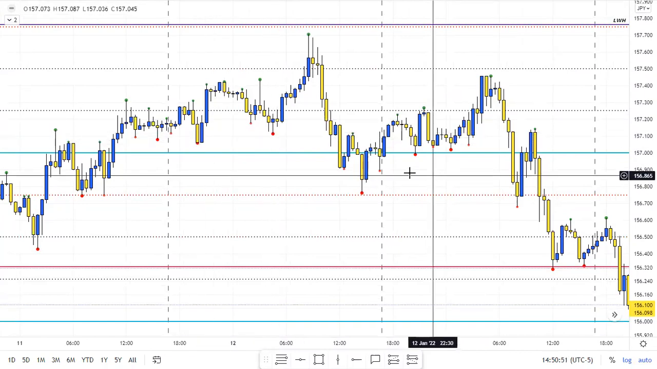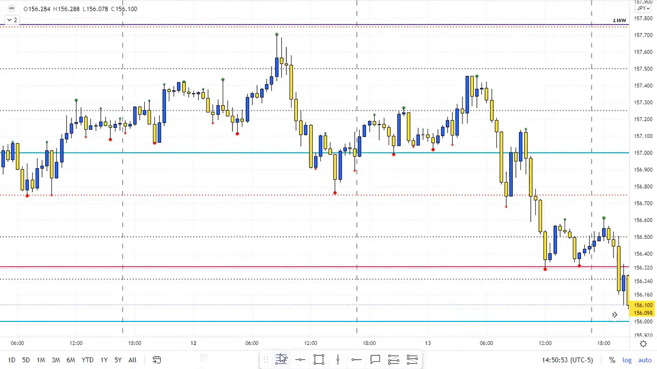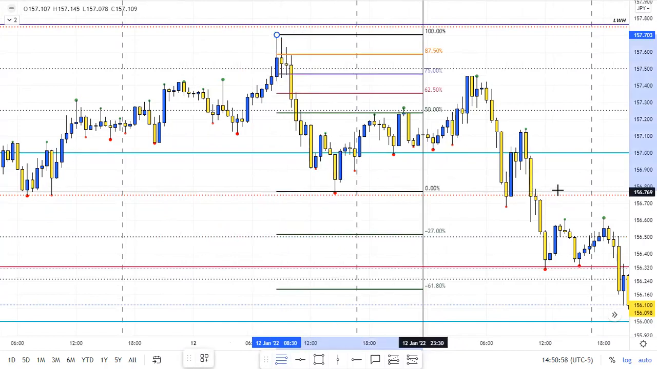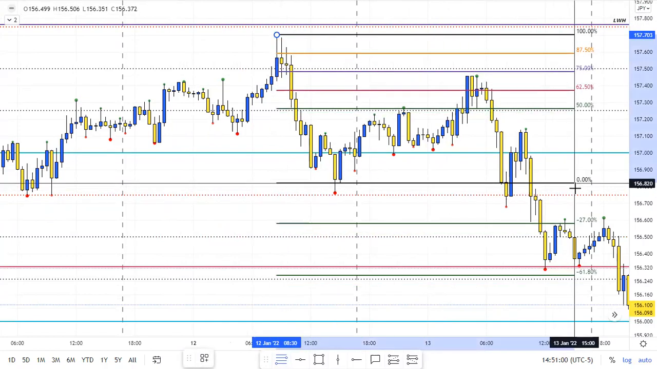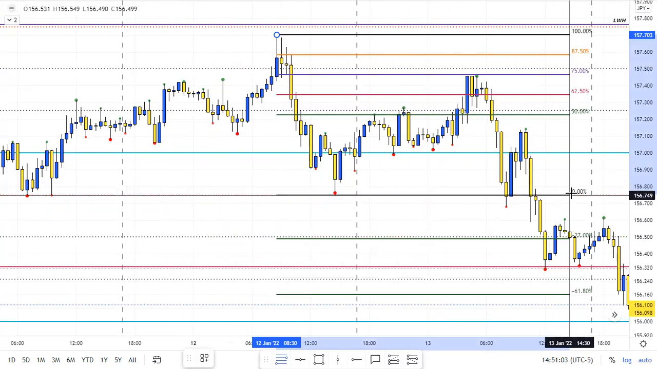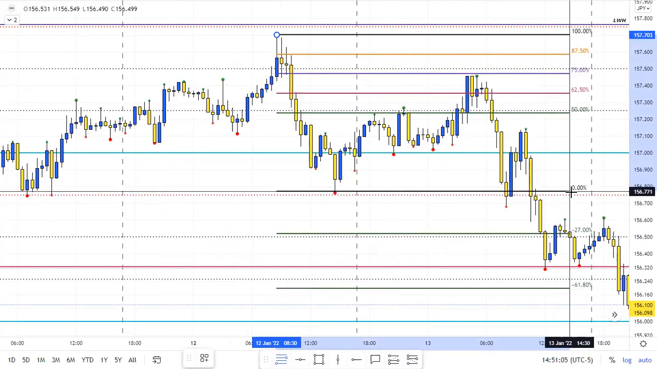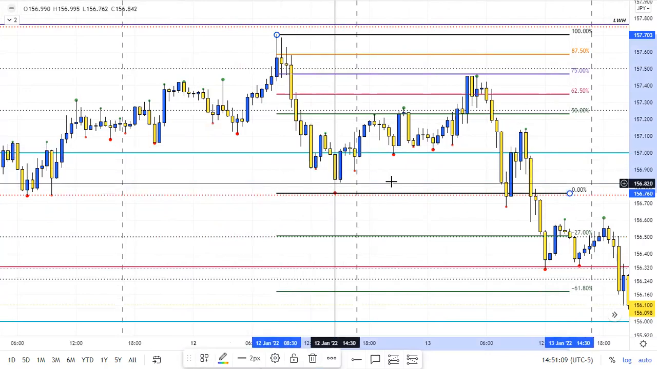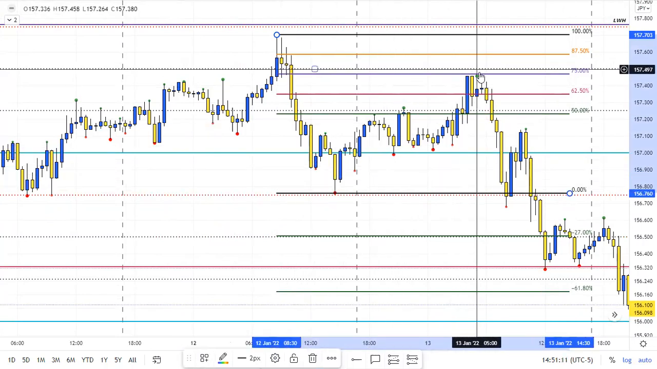So what do I do? What do you do, Raph? For me, when Raph sees that, he takes his fib and goes from the high to the low. Okay. So now we broke structure. So now I know we need to complete this structure. So what I'm going to do is take my fib from the high to the low and wait on the retracement.